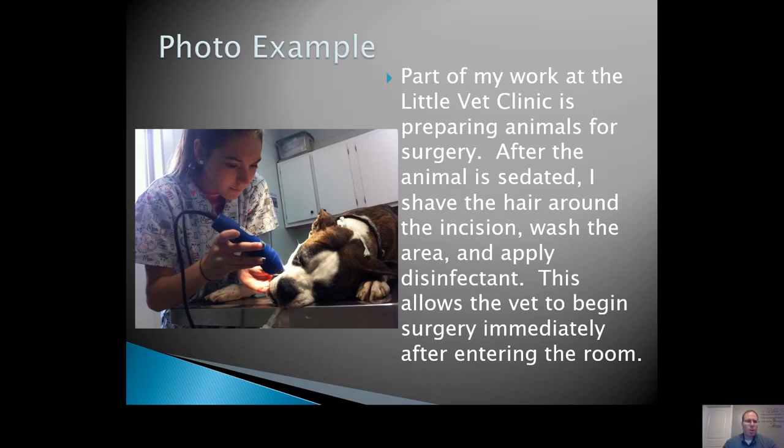This photo and this caption is what we're looking for, though. Again, you see the caption, the photo is showing a high-level skill. I don't know if you can see the picture or not, but the dog actually has a mask on, and so is under anesthesia. And you can see here, "Part of my work is preparing animals for surgery. After the animal's sedated, I shave the hair around the incision, wash the area, and apply disinfectant. This allows the vet to begin surgery immediately after entering the room."